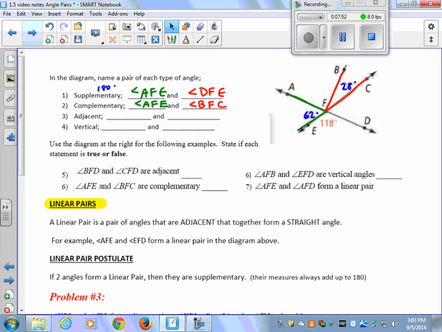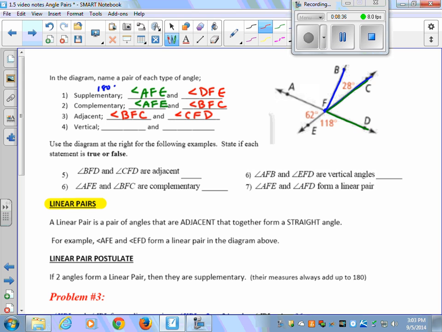Okay, adjacent angles. Remember, adjacent angles are two angles that are right next to each other. Now, there are other possible answers to these questions, but I'm just going to show you one of each. A pair of adjacent angles, two angles that have the same vertex and share a side. So maybe I'll choose BFC, and an angle right next to it might be CFD. So I'm going to choose these two adjacent angles, angle BFC and angle CFD.